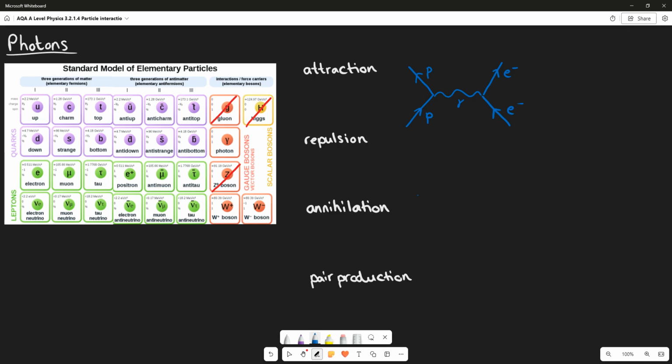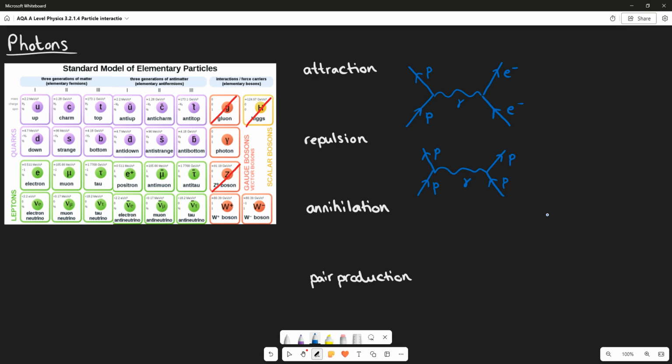Let's do two protons. So we have a proton approaching another proton. They interact, and that's it. Okay, so there we have repulsion.